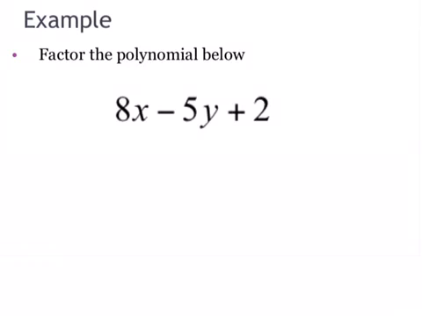Here's another trinomial that we are being asked to factor. In this case, we have no factor of the coefficients. There is no greatest common factor that goes into 2, 5, and 8. Nor is there any greatest common factor of x, y. So in this case, there is no greatest common factor. So at this point, we cannot factor this any further.